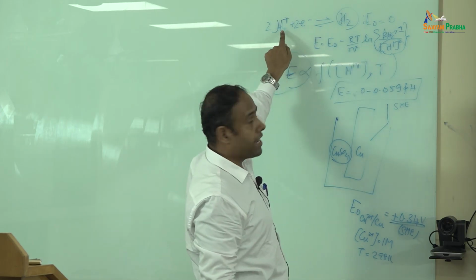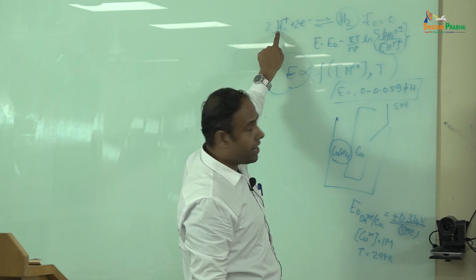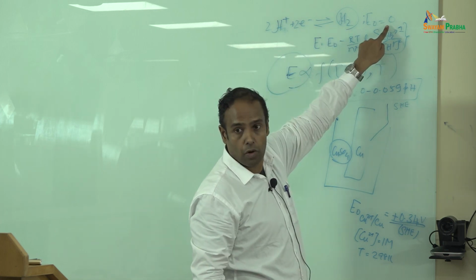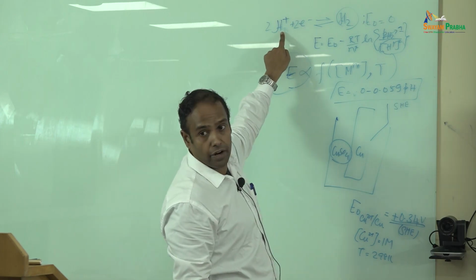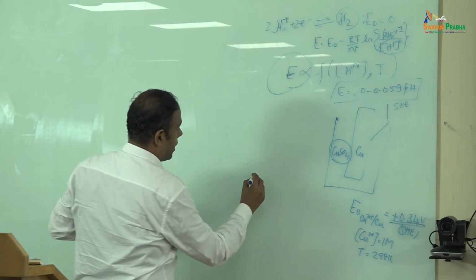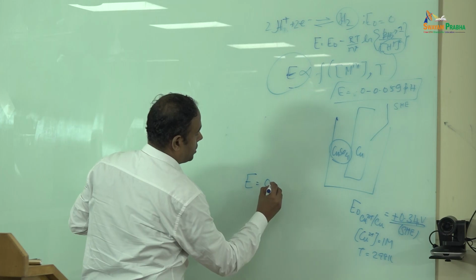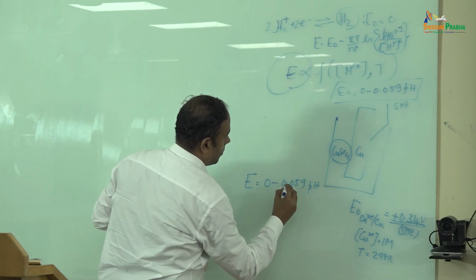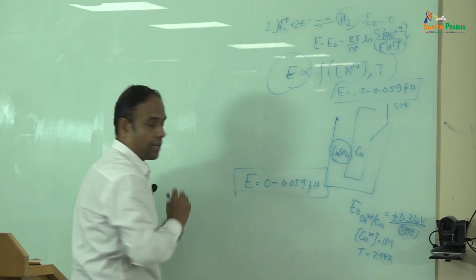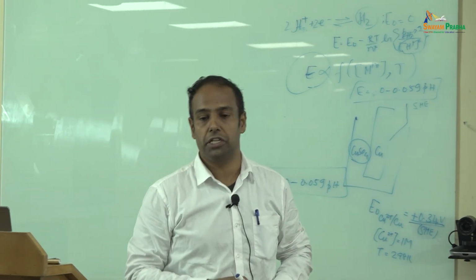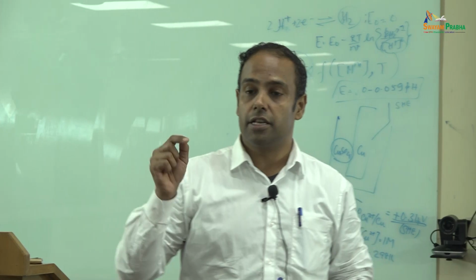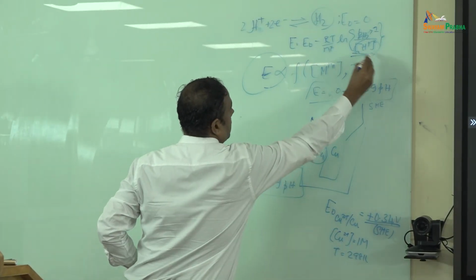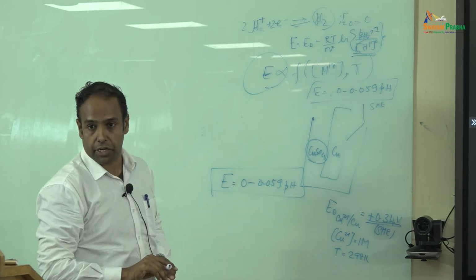I am not taking H plus as 1 molar. If I would have taken 1 molar H plus and partial pressure of 1, this would have been 0, but I am taking this as now a different value. So, it has a relation between the potential and the pH value, correct? That means, if the pH of the solution changes, your potential changes. The species which I am talking about here is related to pH, which is related with H plus ion concentration.